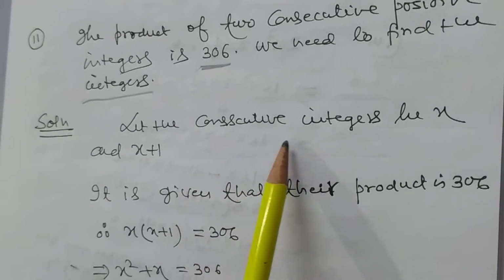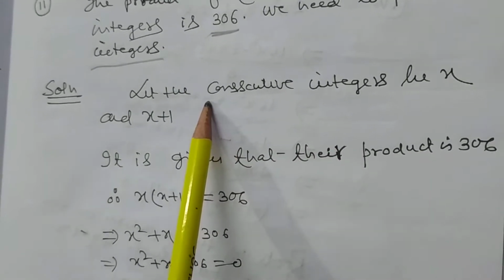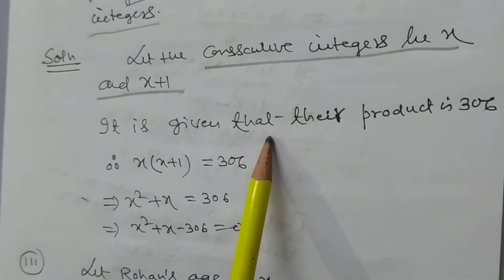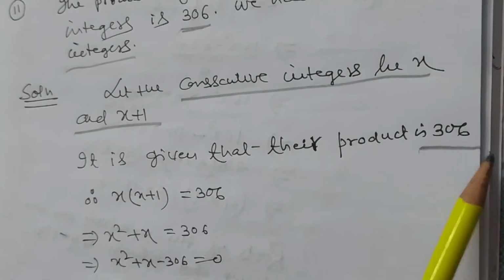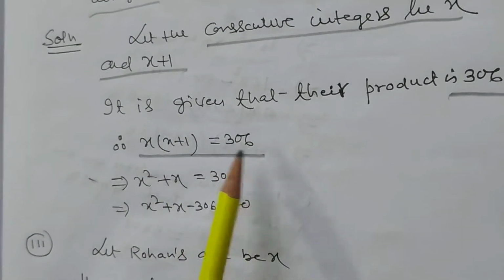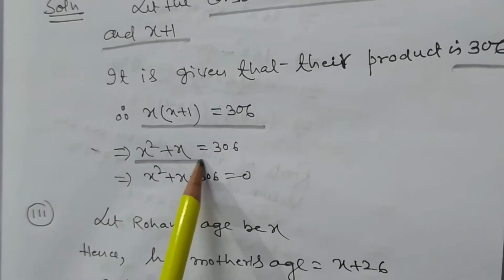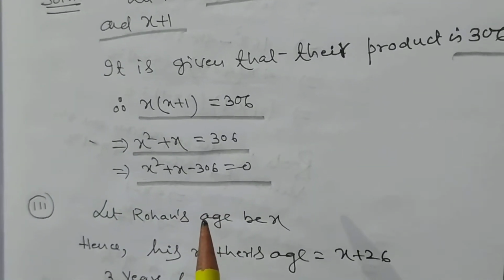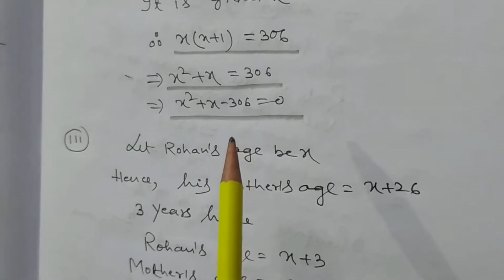Let the consecutive integers be x and x + 1. It is given that their product is 306. So, x(x + 1) = 306. That is x² + x = 306. That is x² + x − 306 = 0.